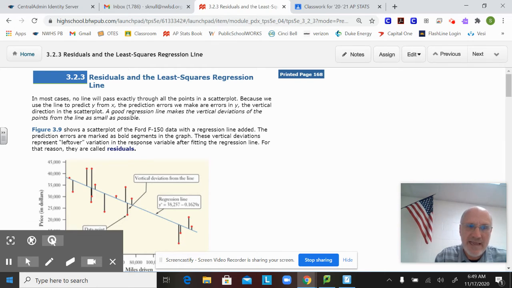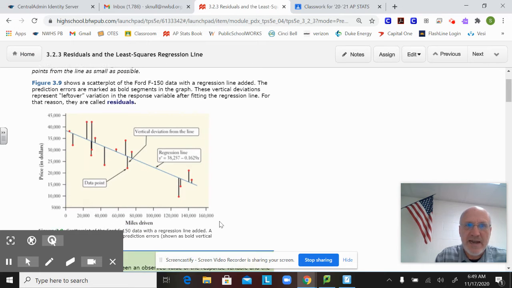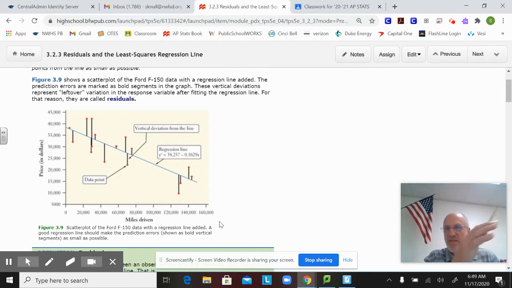So here is my same data. Here's my truck data, my miles driven and the price, and the line is drawn in there. You have to know that what's called a residual is how far a given point is from the best fit line, from the regression line. And it's a vertical distance. So in this graph, we have the scatter plot points in red, and then they've just drawn vertical lines up or down from each point to the regression line. And you have to know that those deviations are what's called the residuals. And you have to be able to calculate a residual.